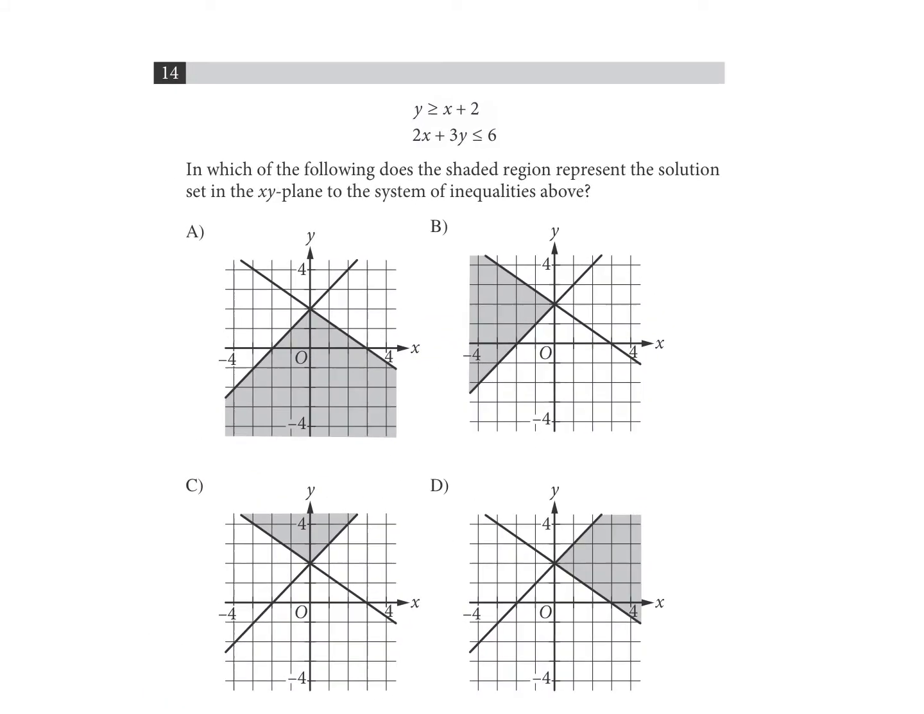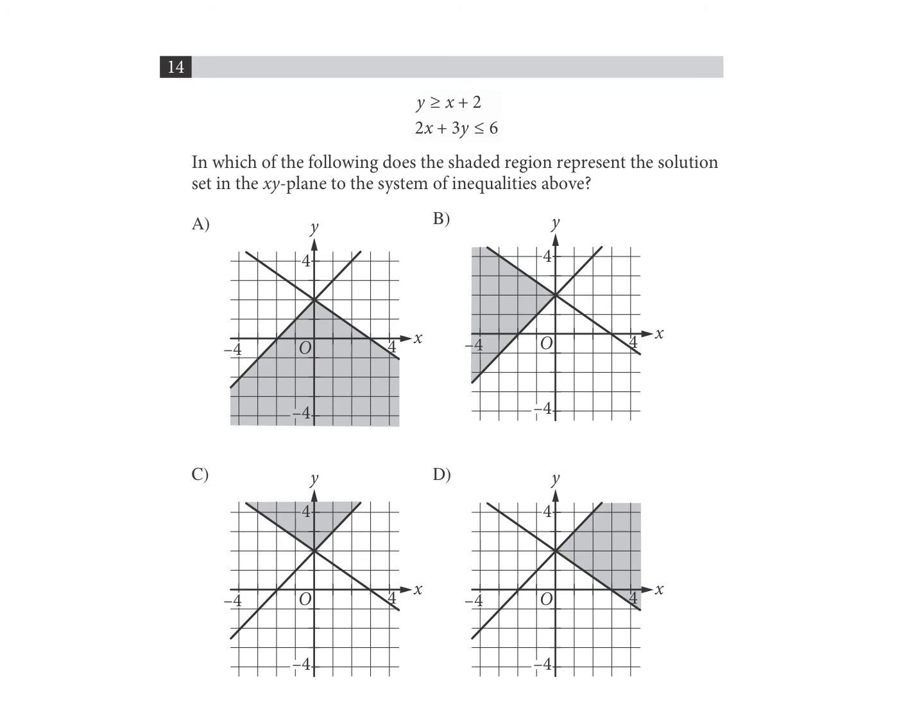All right, on to number 14, a system of inequalities. So let's look and see which one is the solution. So y is greater than or equal to x plus 2. All of the equations look like they're graphed the same, so the question is just about the shading, right? Which way do you shade? The way that you want to shade is dependent upon testing. So if I look at y greater than x plus 2, I like to use (0, 0) as my test point.